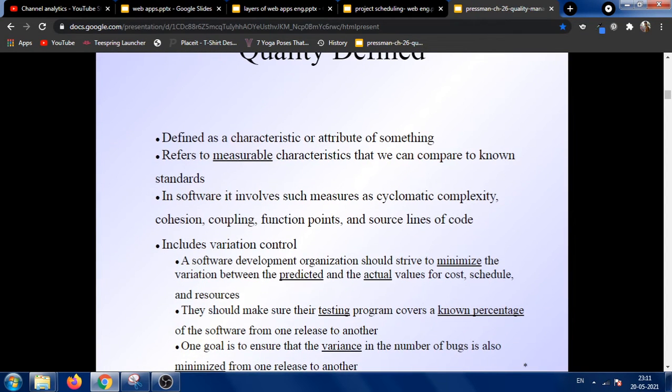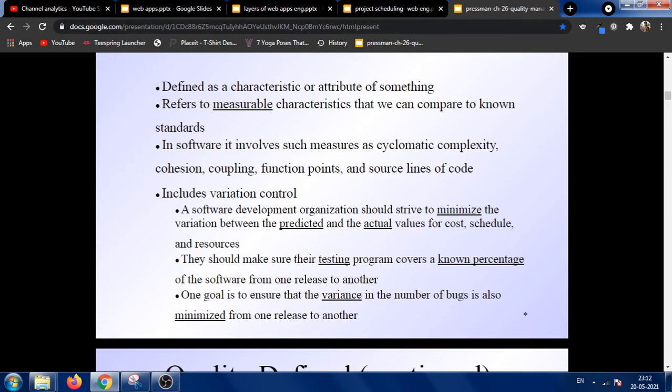Quality is defined as a characteristic or an attribute of something. It refers to measurable characteristics that we can compare to known standards. We have standards, like the ISO standard for any products. We also have measurable characteristics against which we can test the quality of our software. In software, it involves such measures as cyclomatic complexity, cohesion, coupling, function points, and source lines of code. These are some measures of software quality.